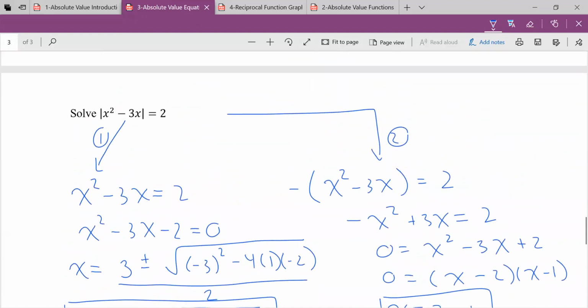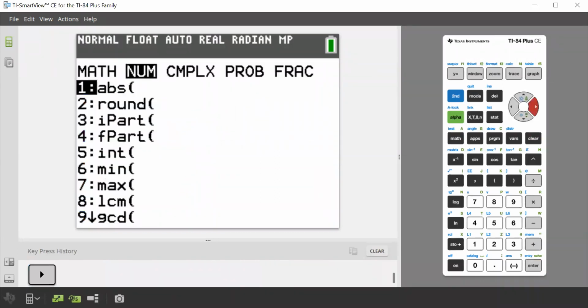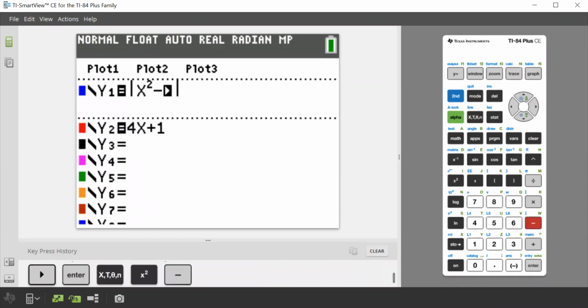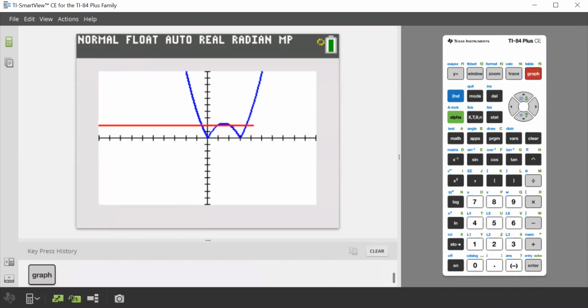So let's go and graph what we had. The absolute value of x squared minus 3x. So let's clear this out. Math, num, that. The absolute value of x squared minus 3x. And on the other side, we had just positive 2. Let's go graph this. Graph.